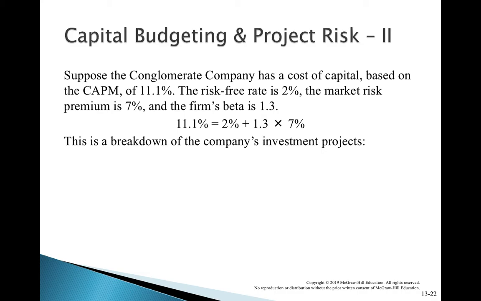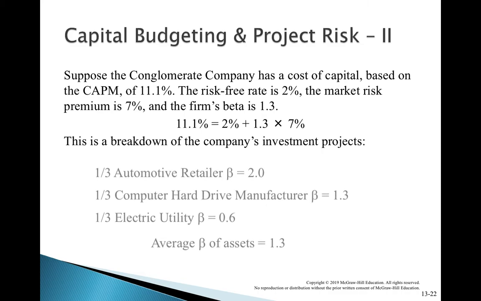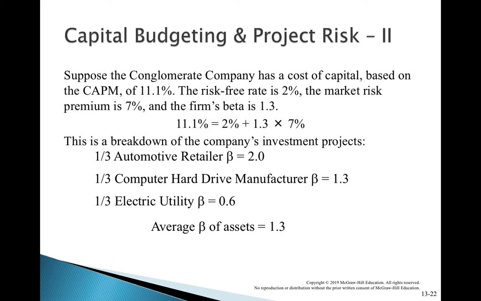The company has operations in different projects, different types of projects in different industries. For example, one third of the company's resources are utilized for an automotive retailer. So one third of the assets and resources are utilized for the retailing business. One third of the business is used for a computer hard drive manufacturer, and one third is used for an electricity utility.